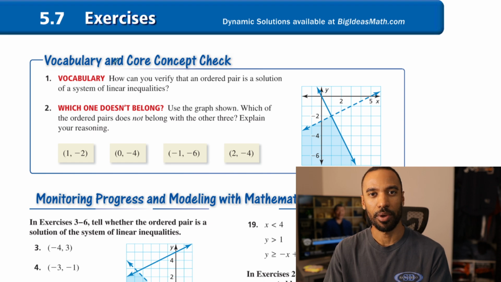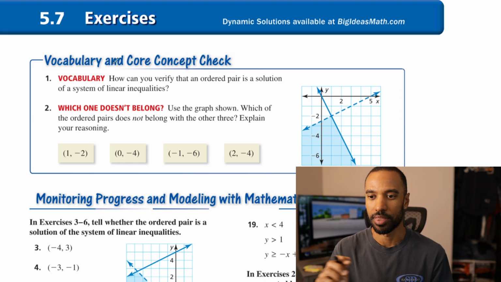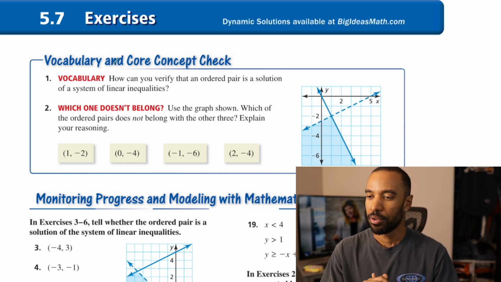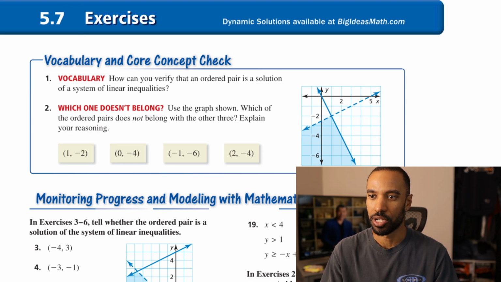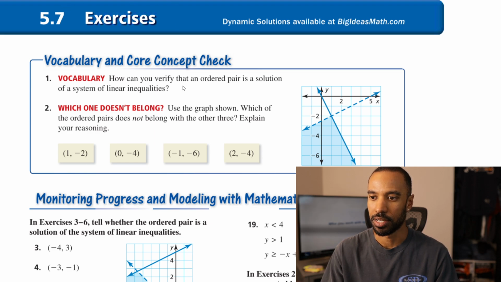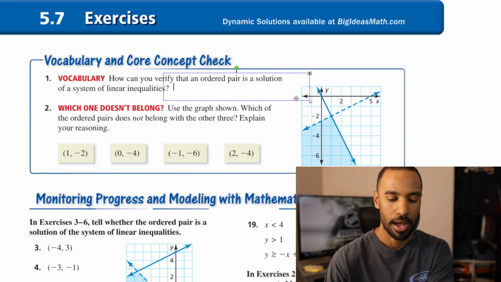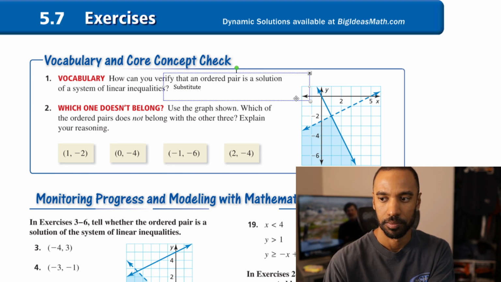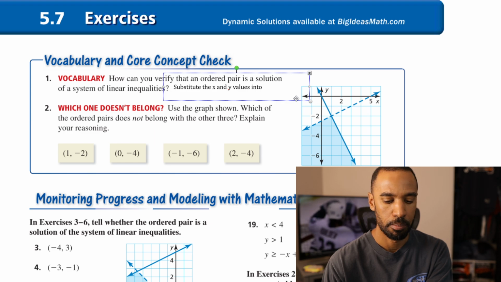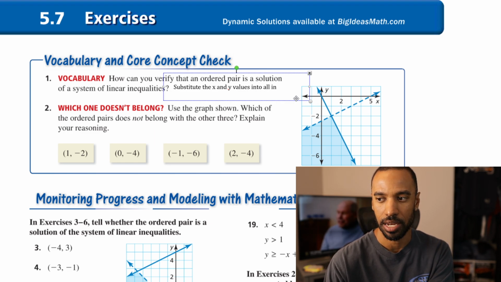Okay, vocabulary and core concept check. Let's begin that, and then we have 48 questions in total to do with this. Vocabulary. How can you verify that an ordered pair is a solution of a system of linear inequalities? You got to substitute them into each inequality and verify that they make true statements. So substitute the x, y values into all inequalities of the system.